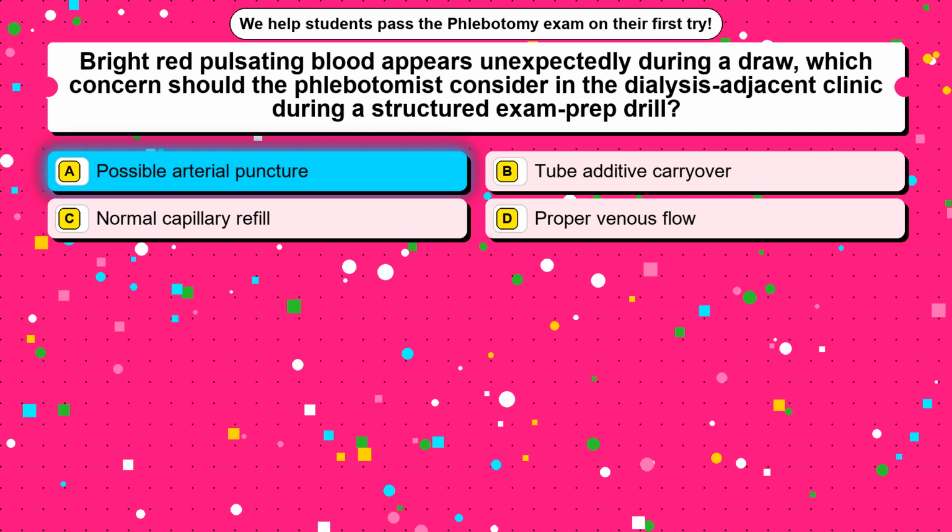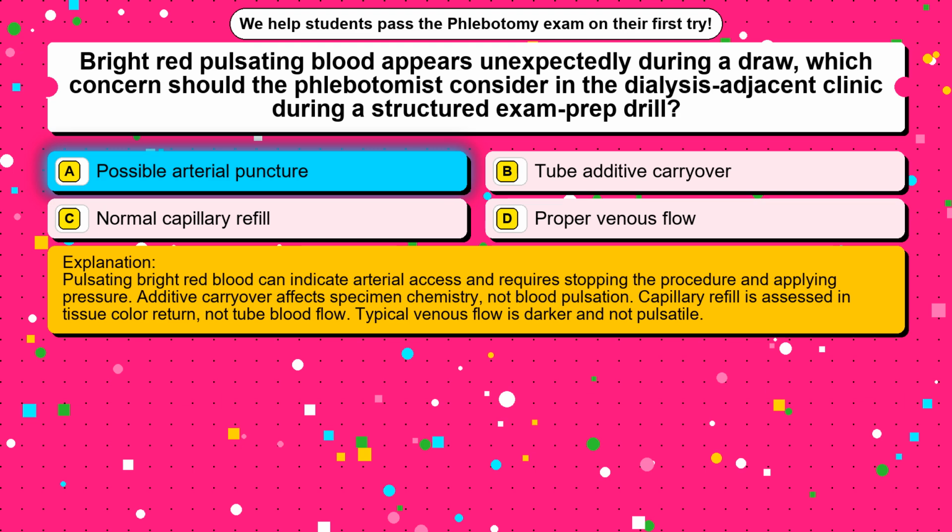Possible arterial puncture. Pulsating bright red blood can indicate arterial access and requires stopping the procedure and applying pressure. Additive carryover affects specimen chemistry, not blood pulsation. Capillary refill is assessed in tissue color return, not tube blood flow. Typical venous flow is darker and not pulsatile.